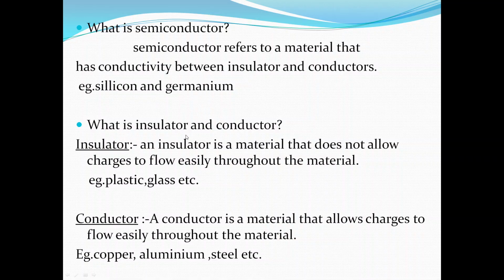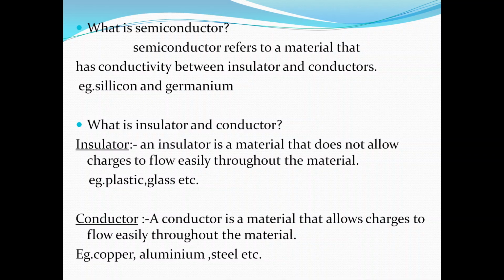Then what is insulator and conductor? An insulator is a material that does not allow charge to flow easily through the material. For example, plastic and glass, etc. Then next one is what? Conductor. What is conductor? A conductor is a material that allows charges to flow easily throughout the material. For example, copper, aluminium, steel, etc.